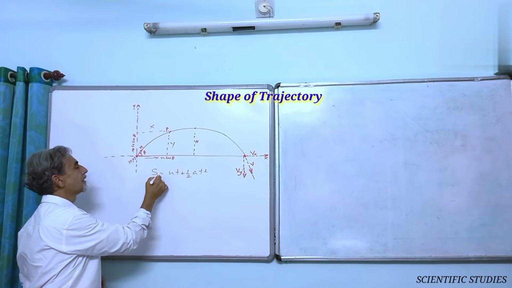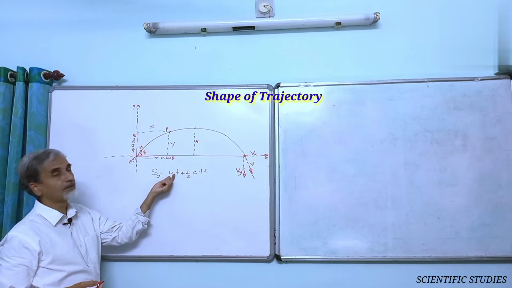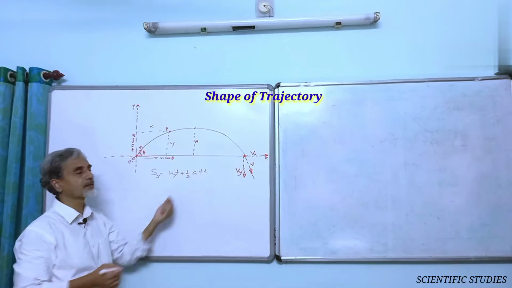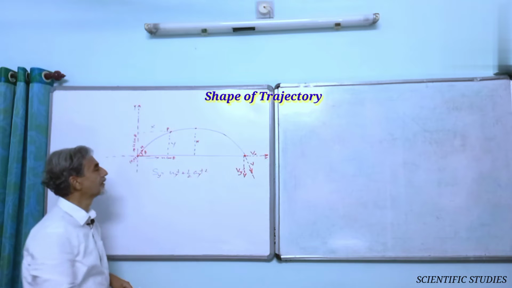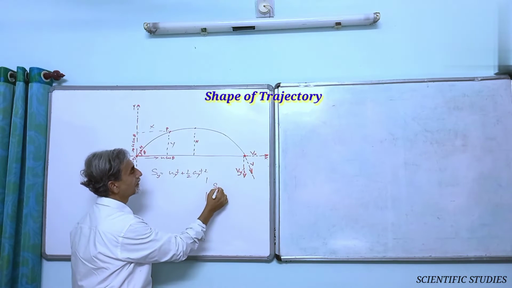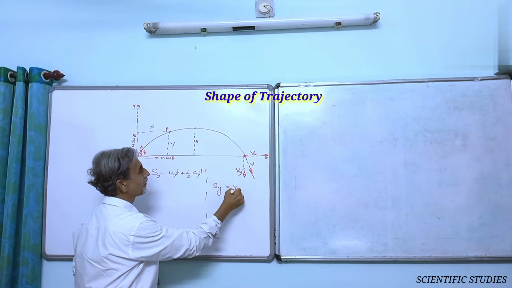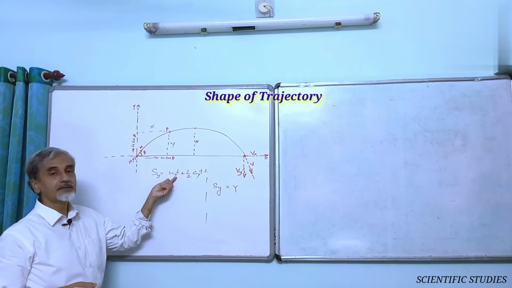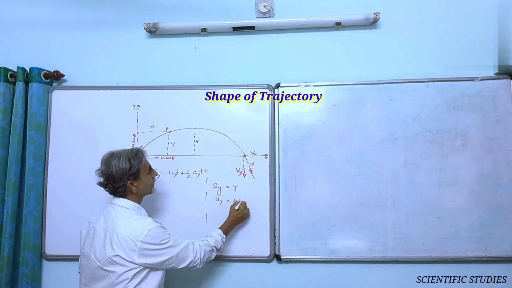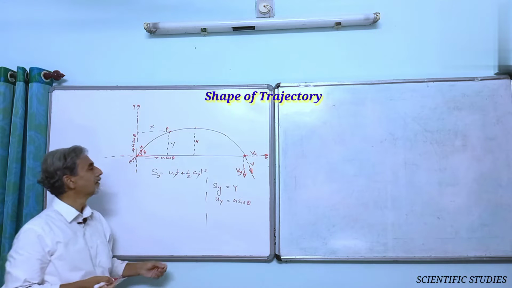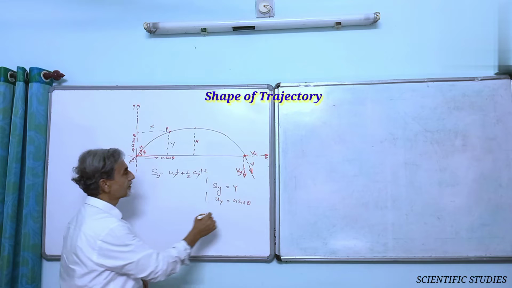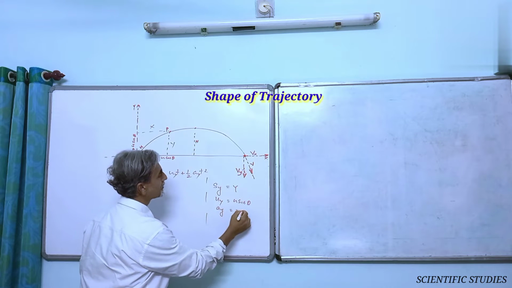So the displacement is in the vertical direction, the initial velocity is also in the vertical direction, that is uy, and the acceleration is also in the vertical direction, that is ay. The displacement in the vertical direction, that is sy, is the vertical displacement y. The initial velocity in the vertical direction, uy, is equal to u sin theta. And the acceleration in the vertical direction, that is acceleration due to gravity, ay is equal to minus g.